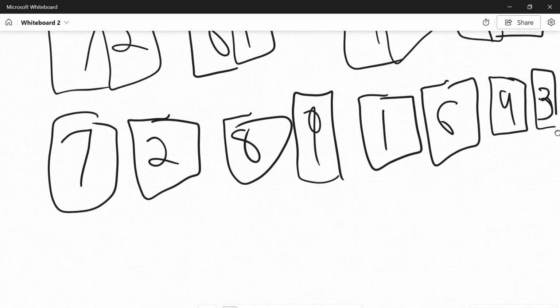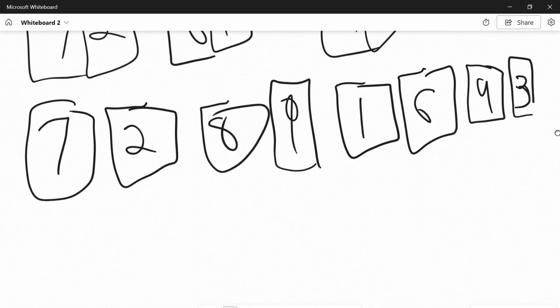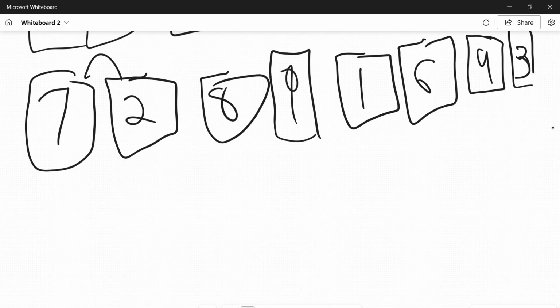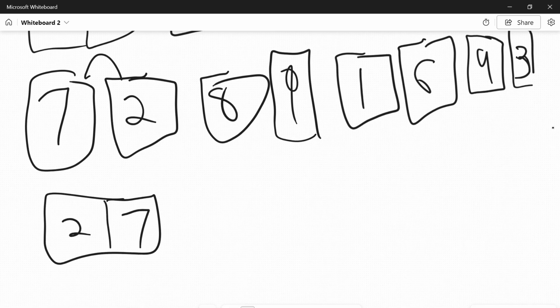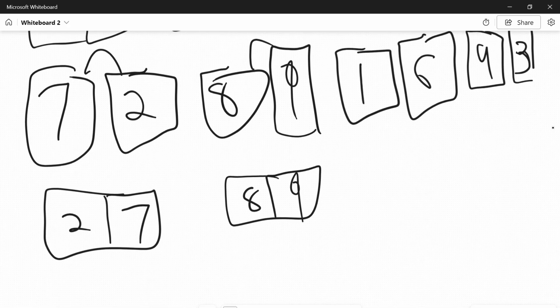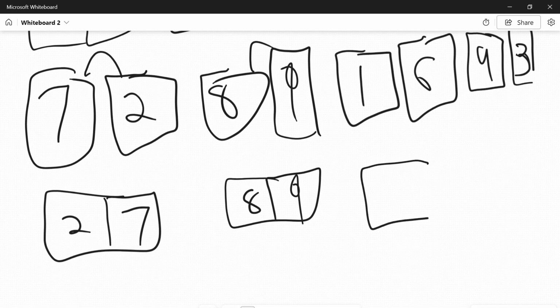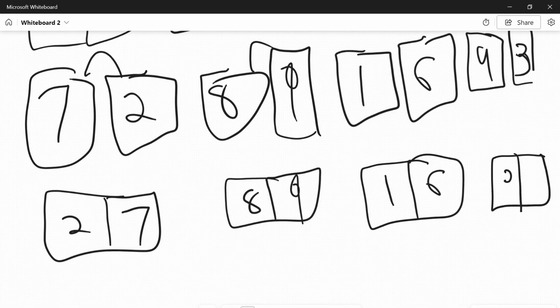Perfect. And now we'll do what we did when there's only 4 numbers. Compare adjacent lists. So we compare the 7 and the 2. Well, we know 2 is smaller than 7, so we just do that. And then we compare the 8 and the 9. We know 8 is smaller than 9, so it goes like that again. We compare the 1 and 6. We know 1 is smaller than 6. And lastly, we compare the 4 and the 3. We know 3 is smaller than 4.